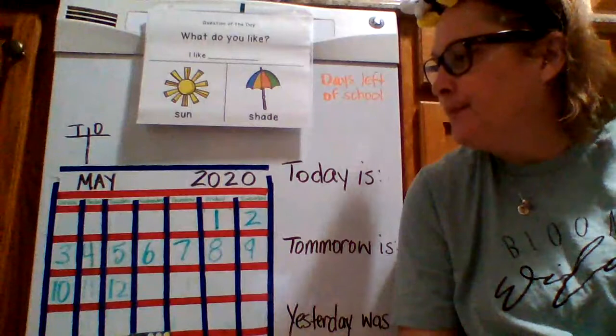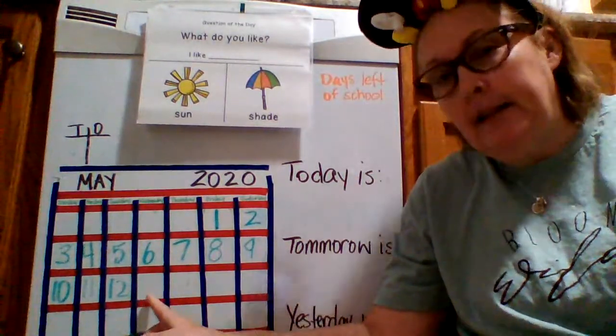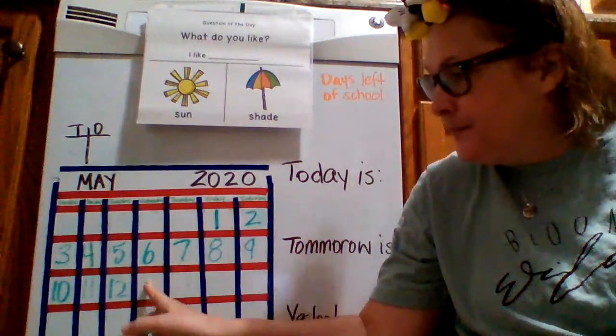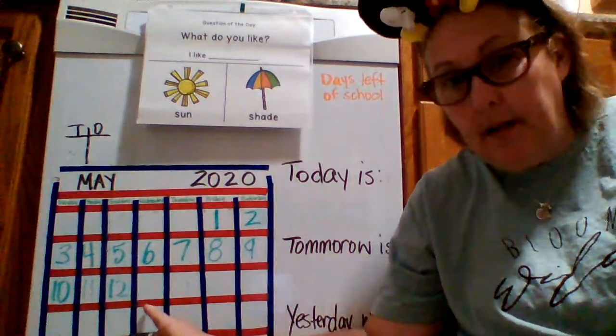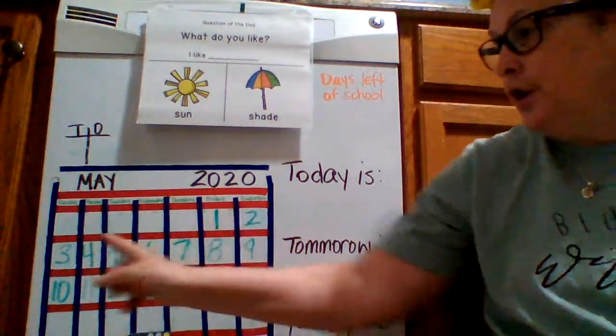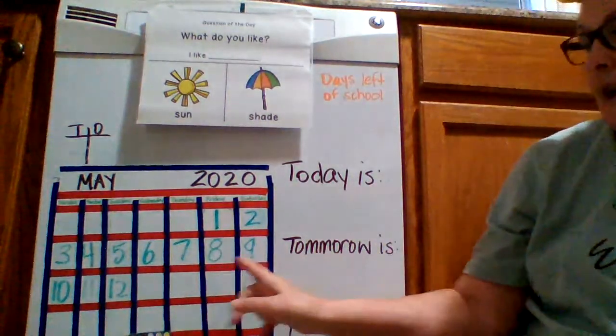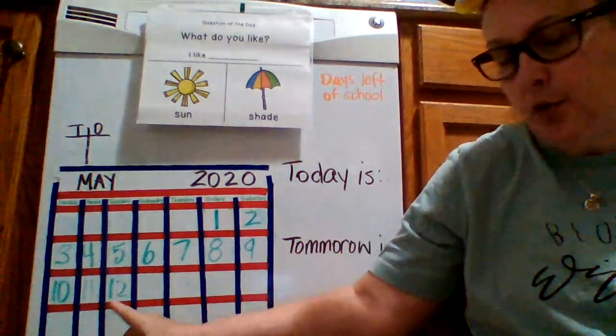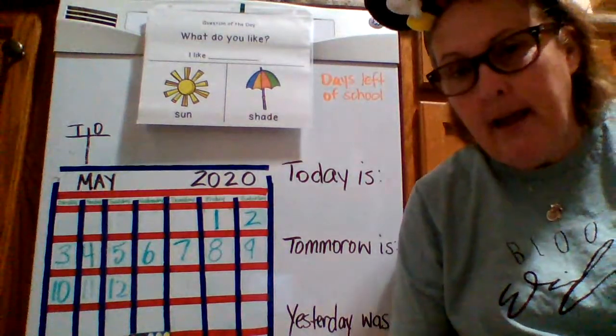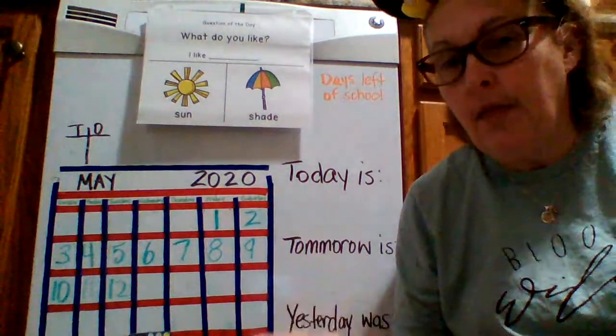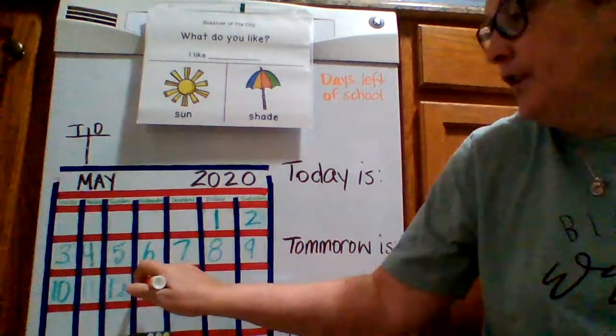It'll be okay. We want to look at our calendar, and this is our day today. What comes after 12? Let's count. 1, 2, 3, 4, 5, 6, 7, 8, 9, 10, 11, 12. What's next? 12, 13. Good job.